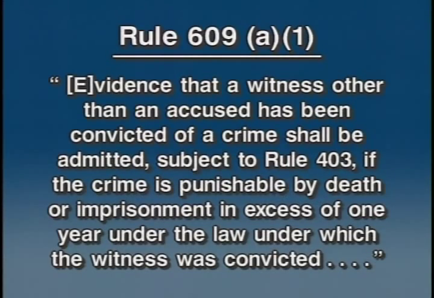It incorporates the general balancing test of Rule 403 into Rule 609A1 to protect all of these witnesses against unfair impeachment. So 609A1 now reads, in pertinent part, evidence that a witness other than an accused has been convicted of a crime shall be admitted subject to Rule 403 if the crime is punishable by death or imprisonment in excess of 1 year under the law under which the witness was convicted. The amendment recognizes that the danger of prejudice from the use of prior convictions is not confined to criminal defendants. It requires you to apply the balancing test of Rule 403 when you are assessing the admissibility of prior convictions for impeachment of any witness other than a criminal defendant if the conviction is for a crime punishable by more than a year in prison.